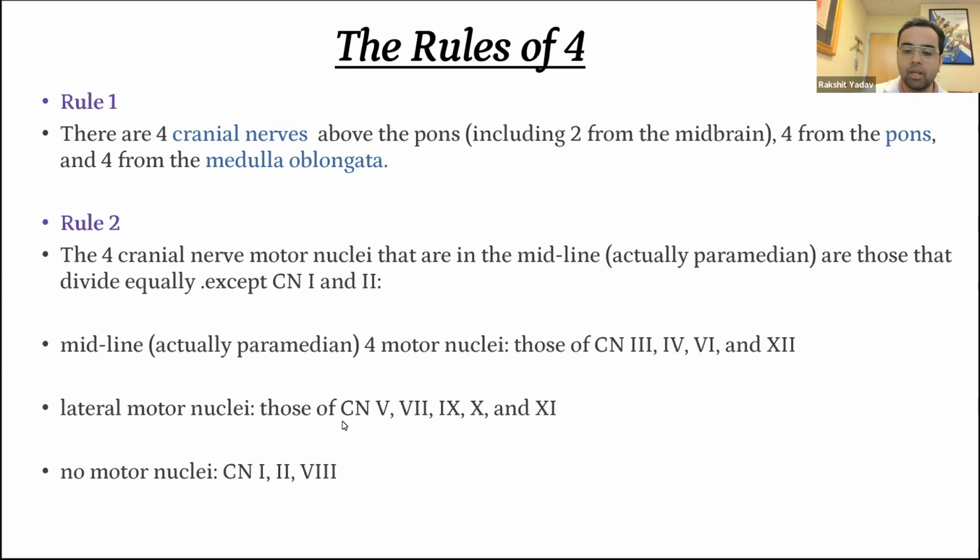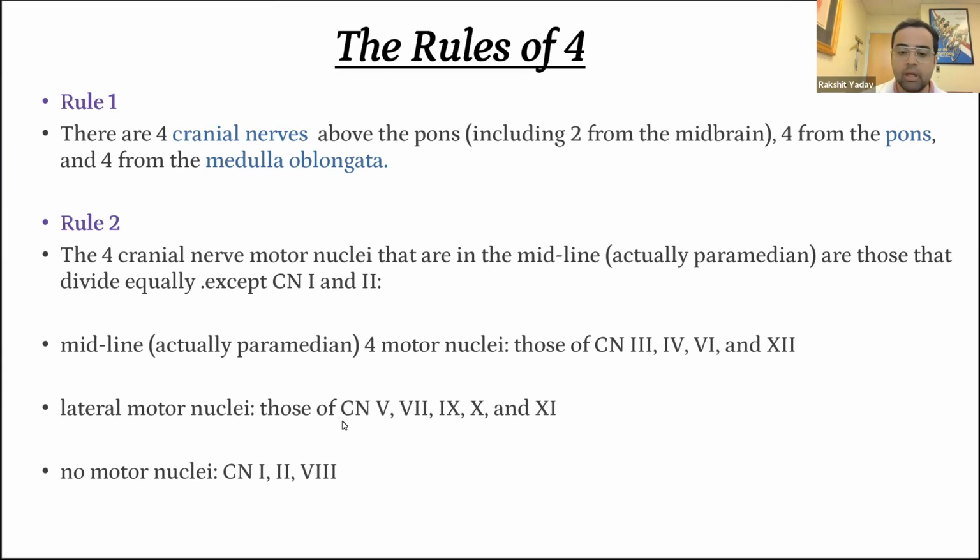First one was olfactory, then optic, oculomotor, and trochlear. This was supposed to be above the pons. Then the four inside the pons are your trigeminal, your abducens, your facial, and your vestibulocochlear. Then the four in the medulla are your glossopharyngeal, vagus, spinal accessory, and hypoglossal.